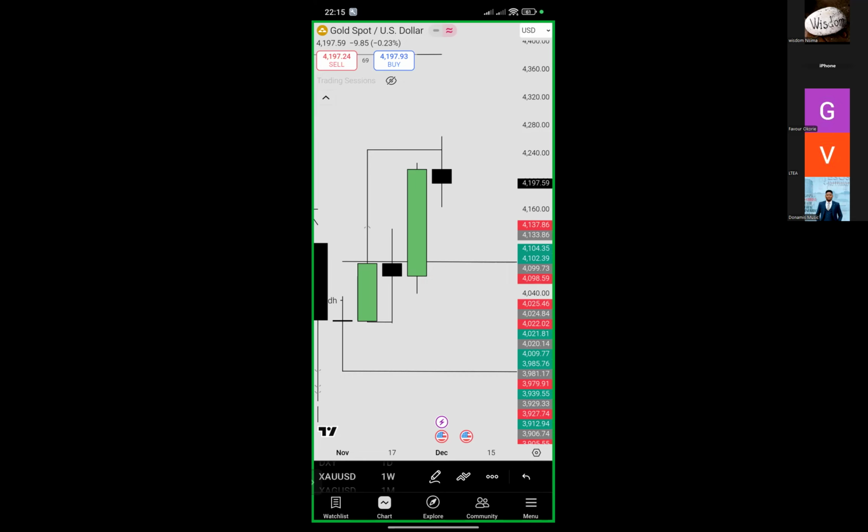Now we are in the weekly time frame. So in this weekly time frame, what do we have? We have inefficiency, one. Then we have previous week highs and lows, which are liquidity. Do you understand what I'm saying?